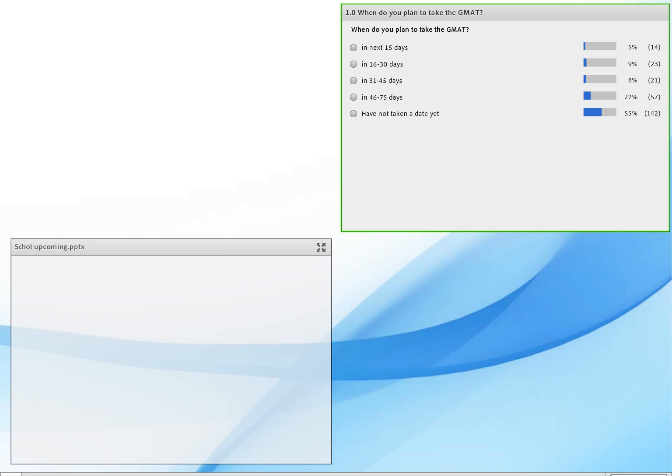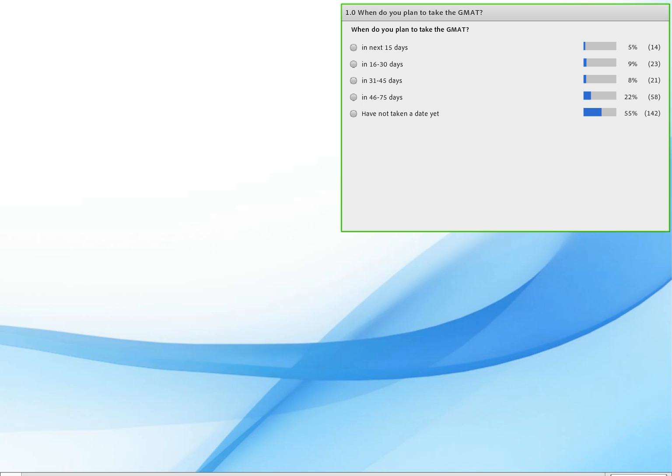Let me actually hide these. With that, let's get to know you guys a bit better. I asked this question: when do you guys plan to take the GMAT? The majority of you have not taken a date as of yet. We also have a good number of you who are in that 46 to 75 days. And then we have about between 5 and 10% of folks in various brackets over here.